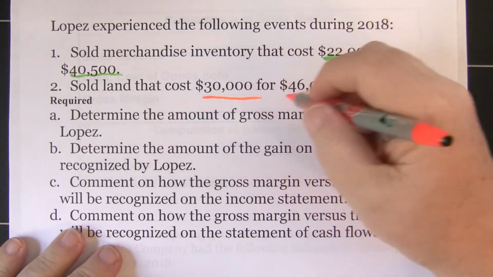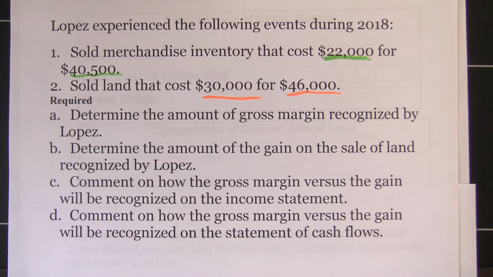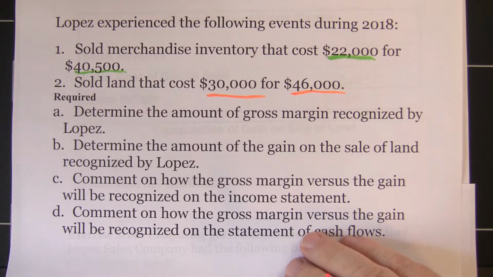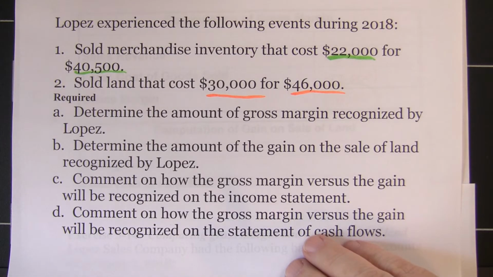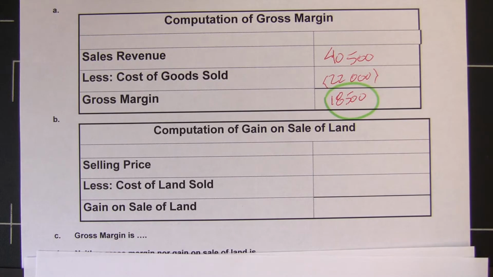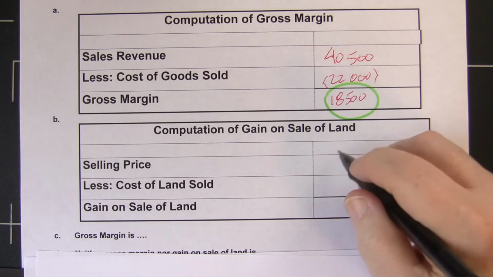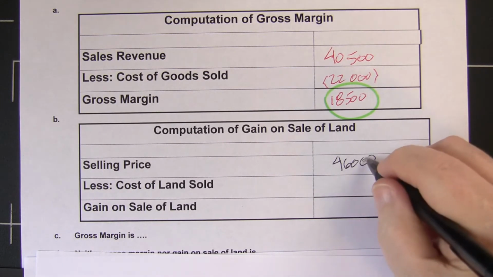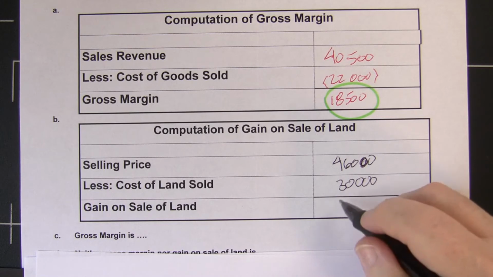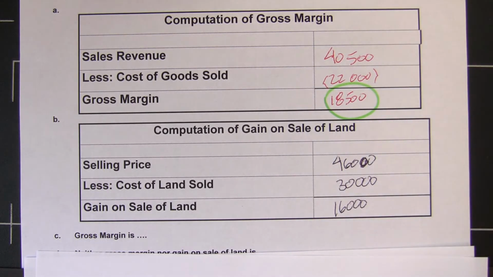that cost $30,000 for $46,000. Well, the difference between what the land cost us and what we sold it for is a gain, as long as we're not a real estate agent. It doesn't tell us that we are, we assume that we are not. So, the selling price of the land, I'm sitting at my own desk and I can't find a bloody pen. Selling price of the land, $46,000. The purchase price was $30,000. The gain on the sale of the land, $16,000.